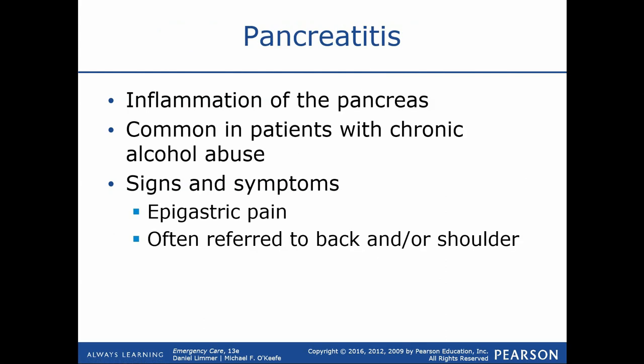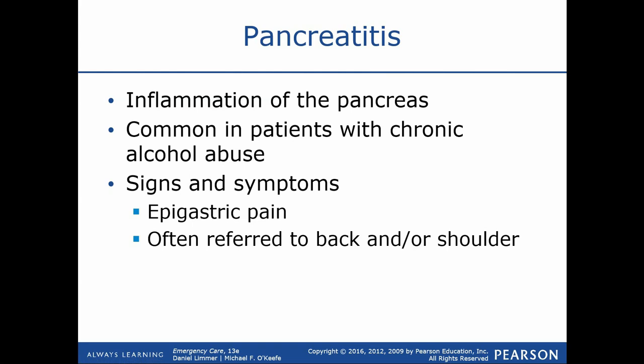Pancreatitis, inflammation of the pancreas, so typically having to do with some type of infection or alcohol abuse. And in that case there again, epigastric pain. It's just going to be pain localized to the location of the pancreas itself, and it could be referred to the back or shoulder just because of where it's positioned.